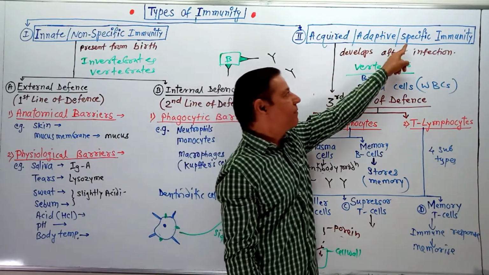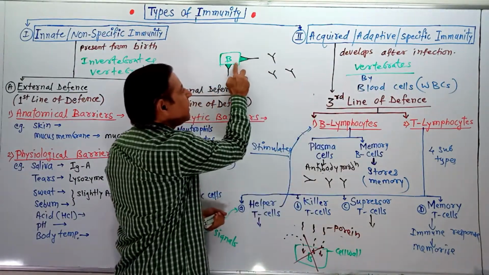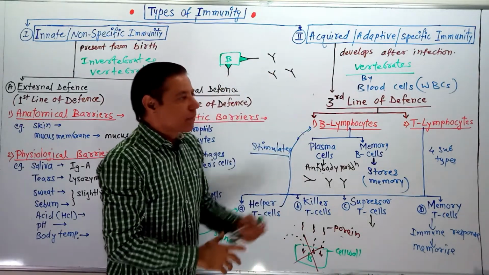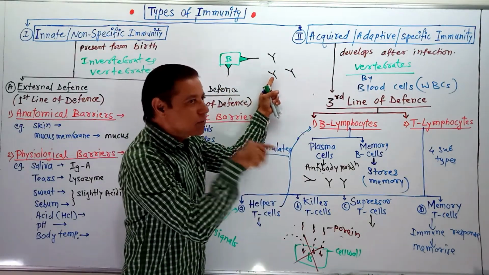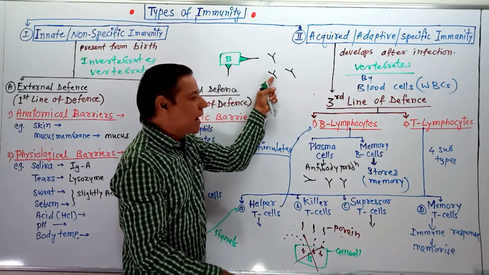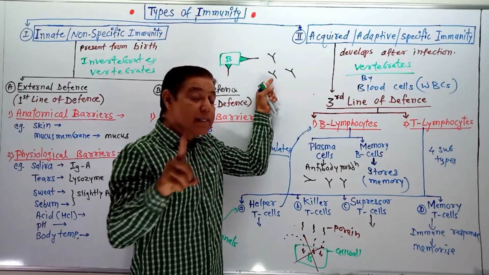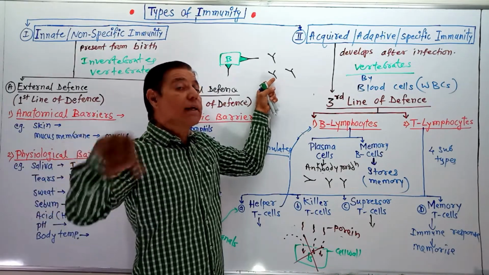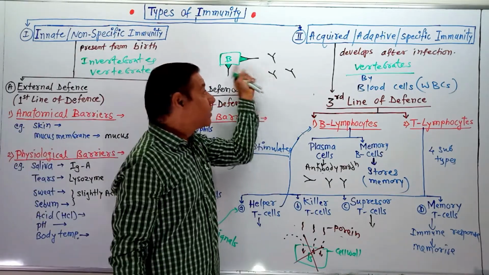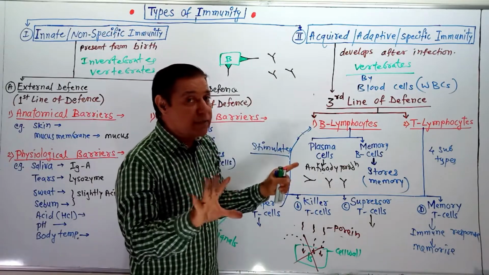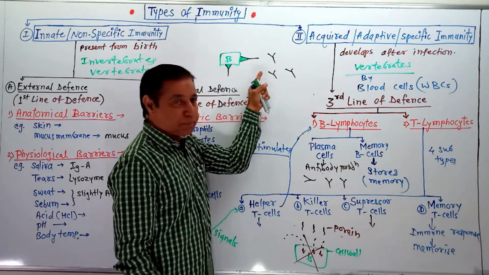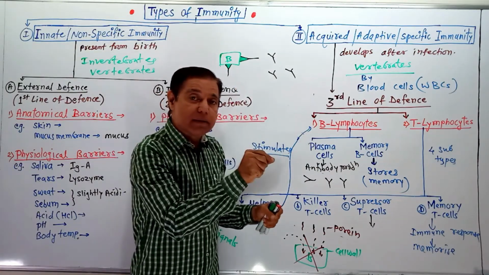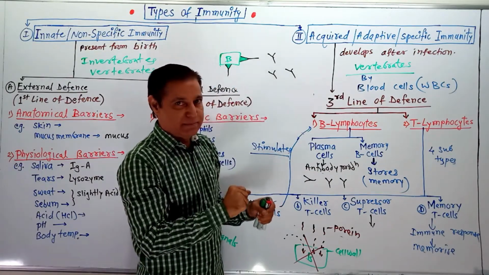It is called specific because against a specific microorganism specific antibodies are formed, and the antibodies formed against typhoid bacteria are not useful against tuberculosis bacteria or other types of bacteria or other types of viruses. That is why it is called specific, because there is a specificity. A specific antibody locks with a specific antigen.